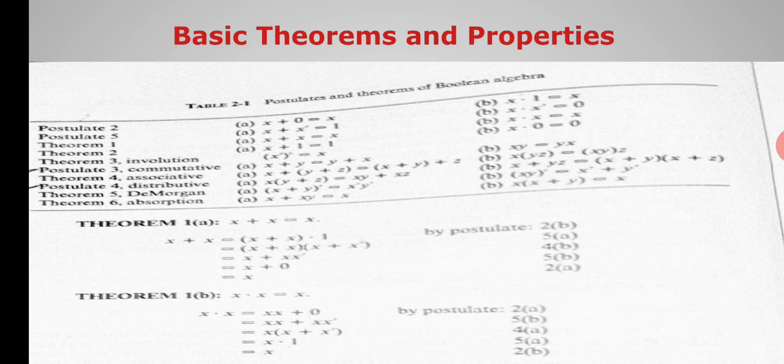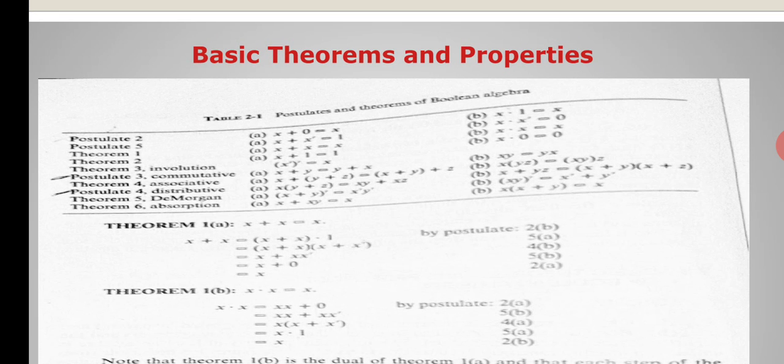Fine. So the postulate 5 is x plus x dash equal to 1. In the same case, x dot x dash equal to 0. So you can check the theorem 1. It is nothing but x plus x equal to x, and x dot x equal to again x. And in theorem 2 you can see x plus 1 equal to 1, and x dot 0 equal to 0. So these are the standard statements which you have to remember.